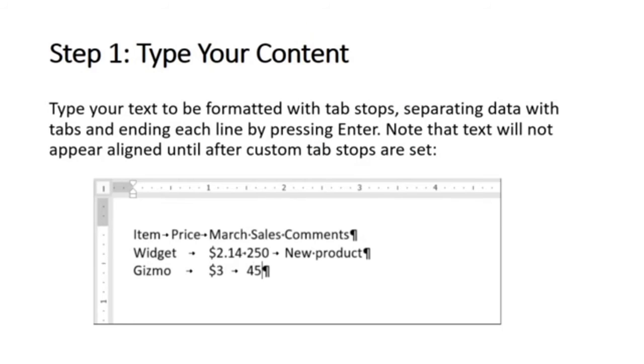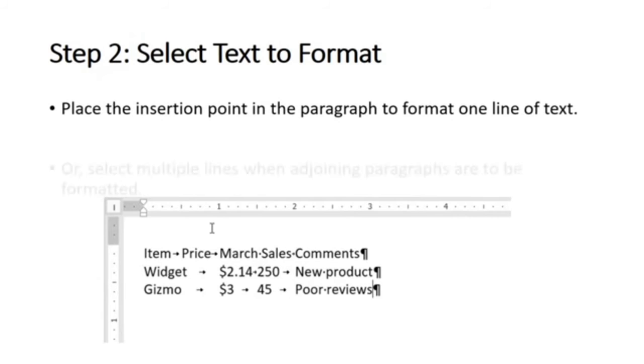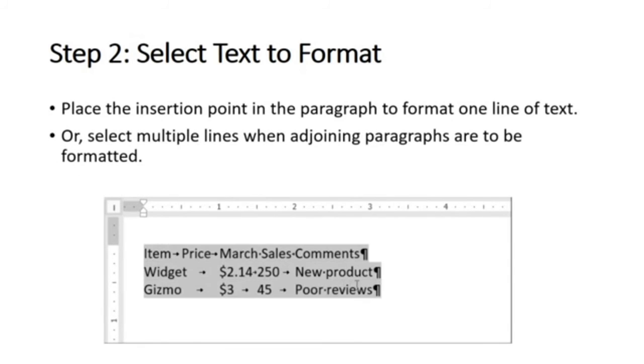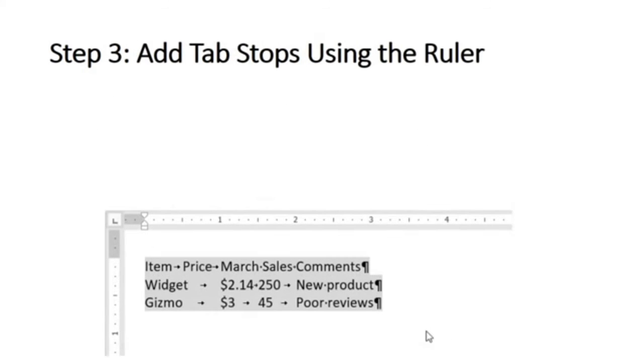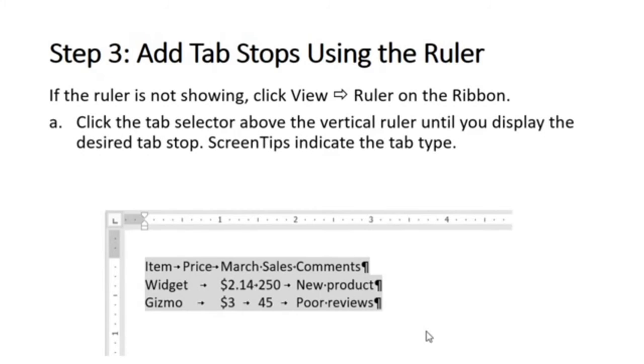For applying tab stop, first of all you need to type your content. You can separate your data with tab and end each line with the enter key. You can select one line or the complete text, wherever you want to apply the tab stop. I have selected the complete text, and if your ruler is not showing the tab stop, you can go to the ruler on the ribbon from the View tab. Okay, from here I will add the tab stops.